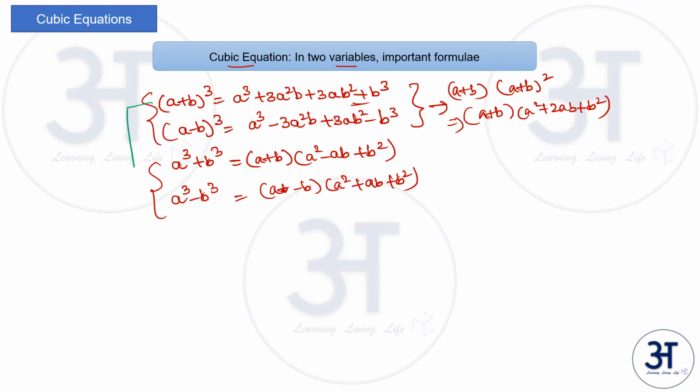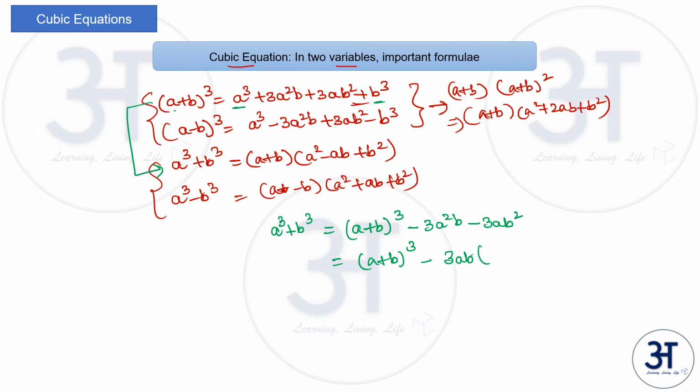Let us look at how we derive a cube plus b cube formula from a plus b whole cube formula. So if you see a plus b whole cube RHS, right hand side, a cube and b cube are two terms. So what we will do is we keep those two terms on one side and send the rest of the terms to the other side. So that gives a cube plus b cube equal to a plus b whole cube minus 3a square b minus 3ab square. So that gives a plus b whole cube, let's take 3ab common, minus 3ab into a plus b.